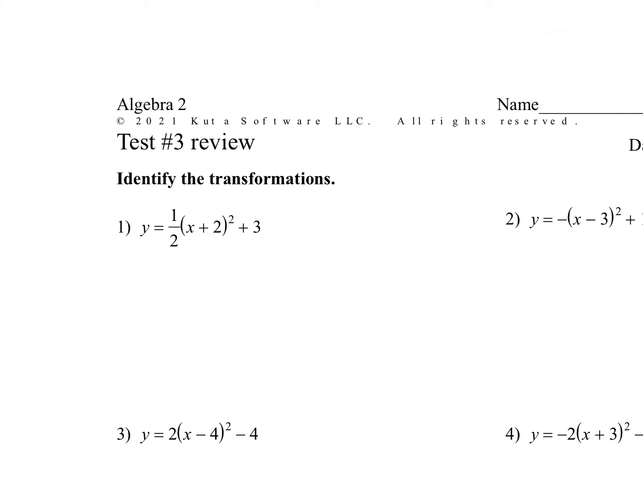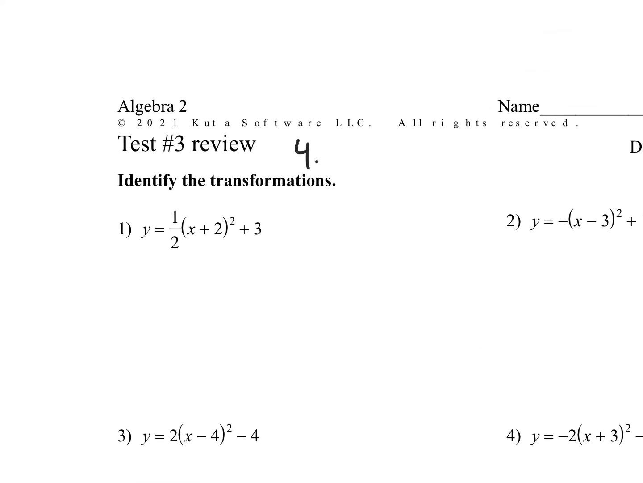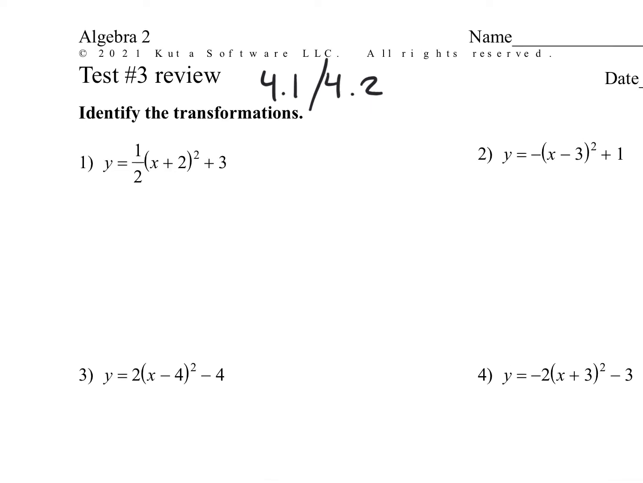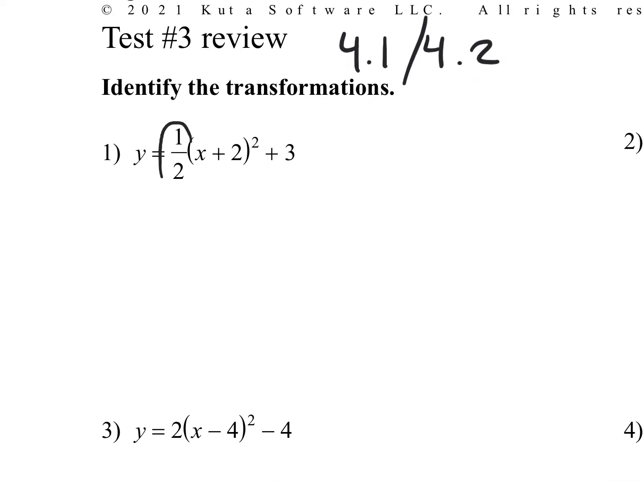So your test tomorrow is on 4.1 and 4.2. So the first part, we have to identify transformations. We've done this before in our absolute value graphs. And now we're going to do it in our quadratic graphs. So what is this 1/2? 1/2 multiplied outside is a compression.